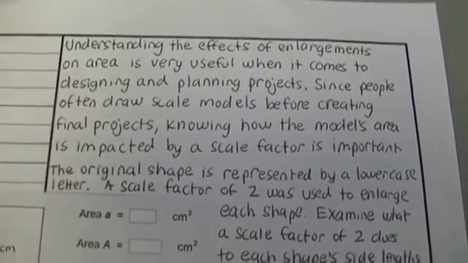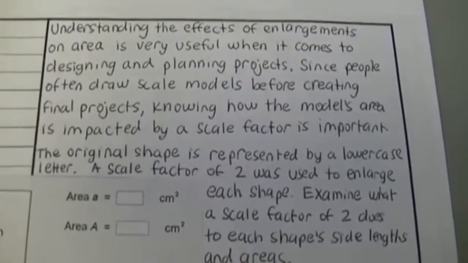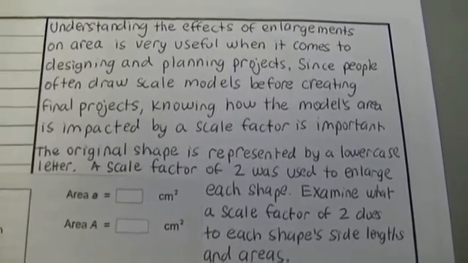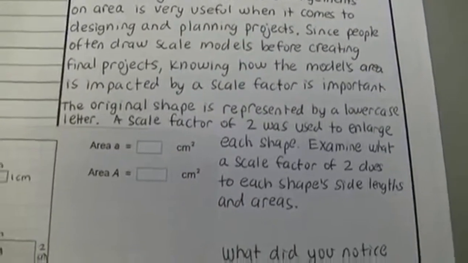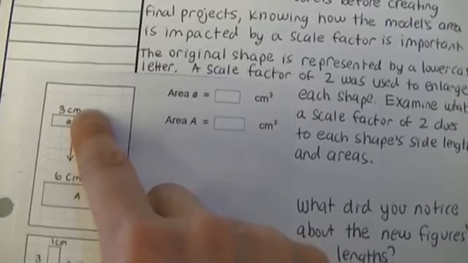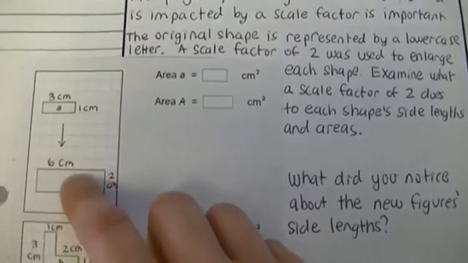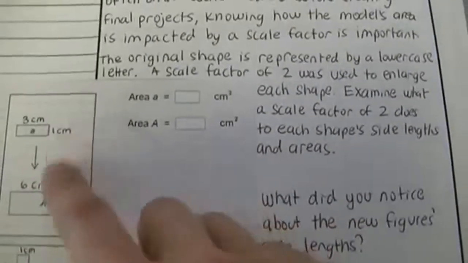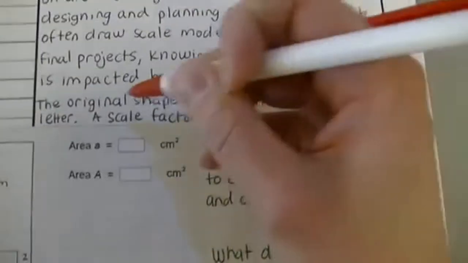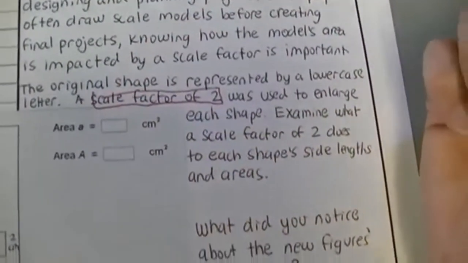Since people often draw scale models before creating final projects, knowing how the model's area is impacted by a scale factor is important. So in these examples, the original shape is represented by a lowercase letter, and the new shape is represented by an uppercase letter. A scale factor of 2 was used, so they're telling us that information. Scale factor of 2 was used to enlarge each shape.